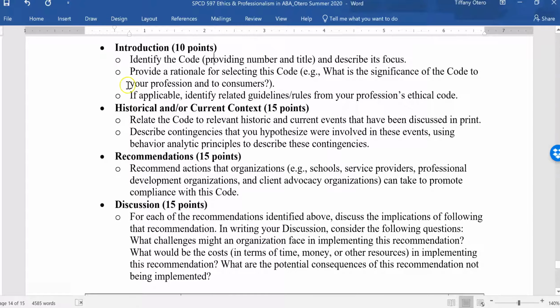And you are going to be identifying a code. Provide a rationale for why you chose this code and why it is important to your profession and consumers. And if applicable, identify related guidelines or rules from your profession's ethical code. So if you are a multidisciplinary student, many of you are coming in as teachers, some of you are coming in from other ancillary disciplines like speech pathology, you can identify if it relates to another code in that field.